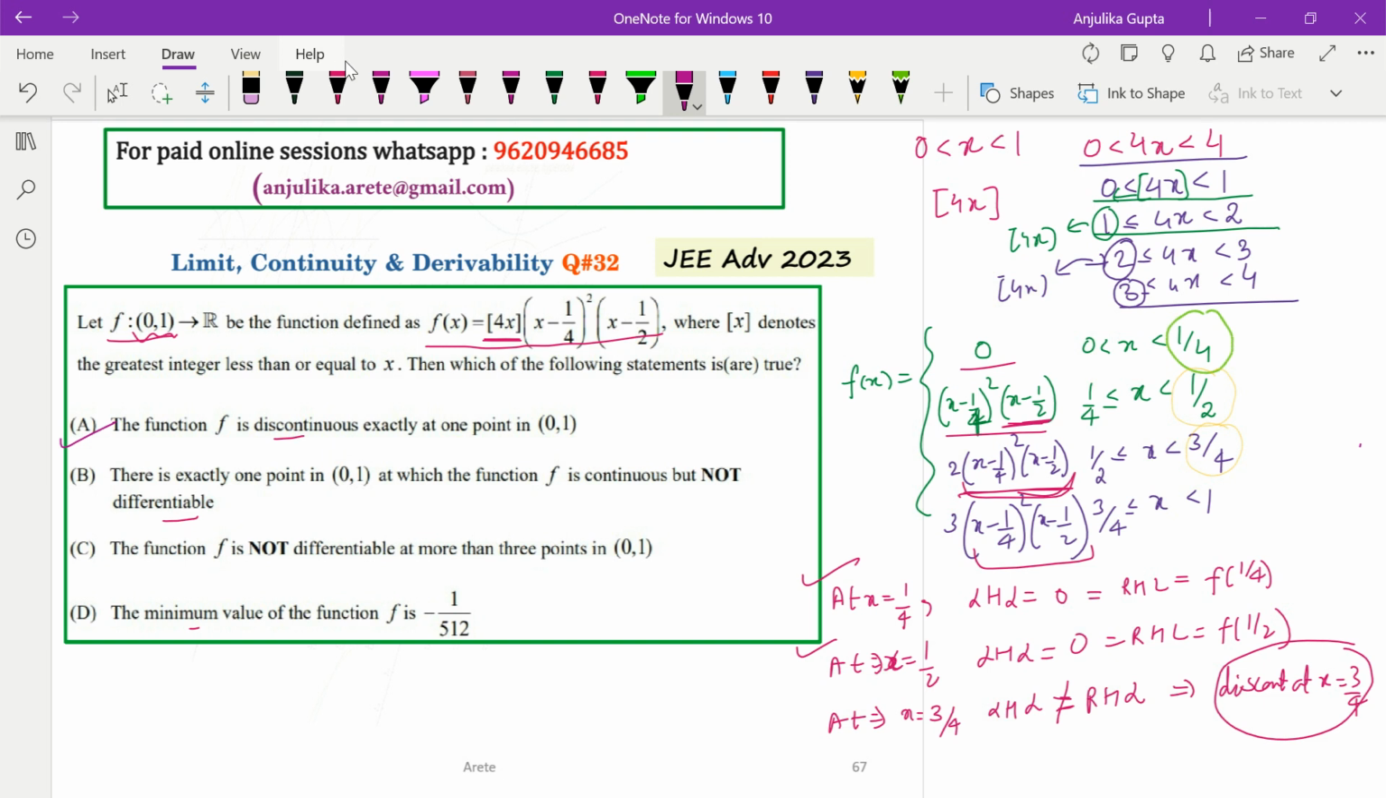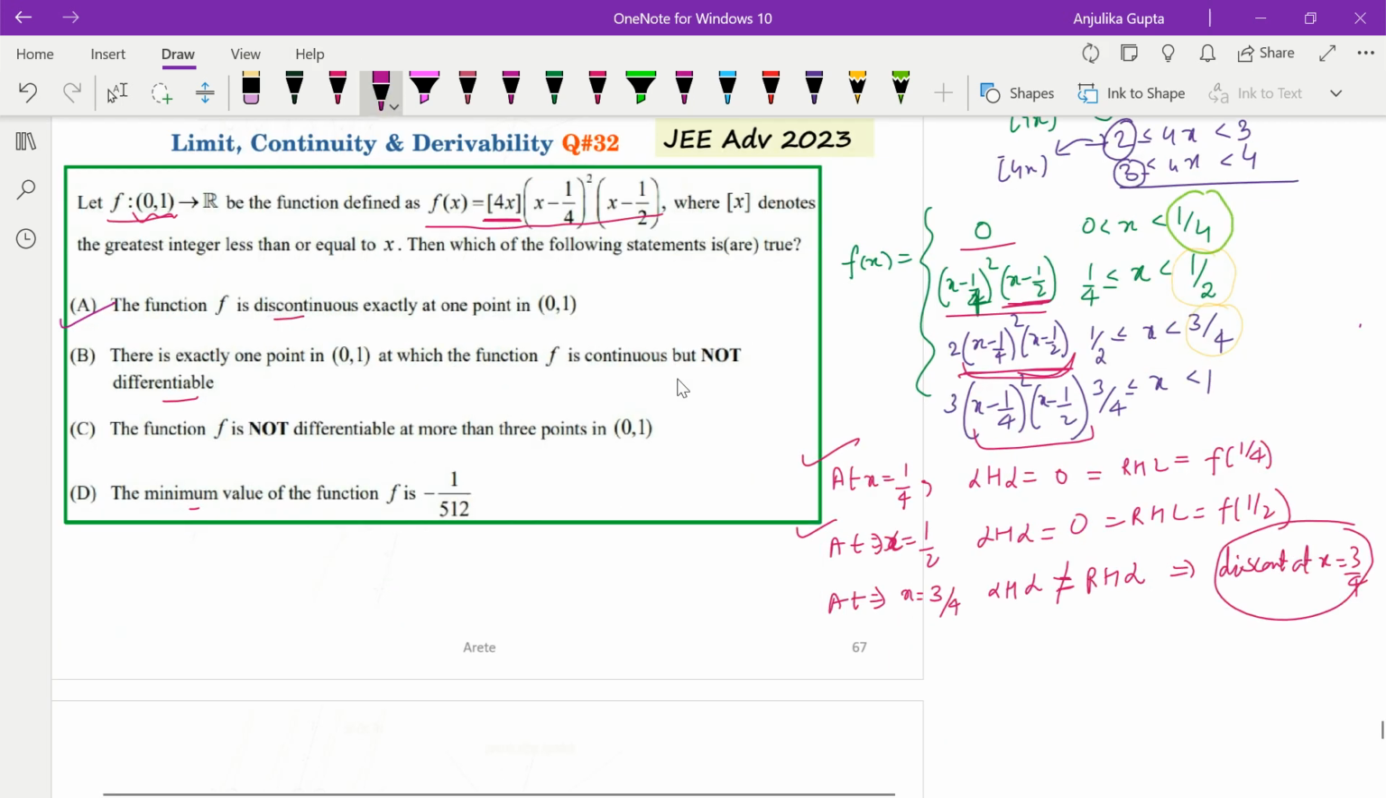Now let's check derivability. For derivability, what do you have to do? Find the derivative, of course. Let's do that. Find the derivative f prime of x. In all these intervals I need to find the derivative. Here it's 0 only, 0 when x lies between 0 and 1/4. What about the derivative of this one? Can you try doing the product rule and finding the derivative?